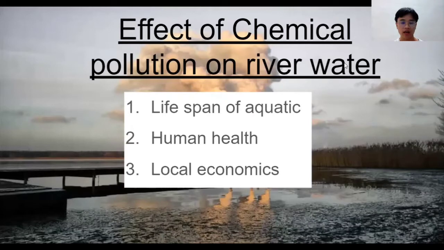The next one is our human health. Due to the chemical pollution present in the river, humans who drink the river water nearby will have their health affected also. The third one is that the local economy will be affected too. Some fishermen live beside the river and fish there, but with the chemical pollution that occurs in the river, their livelihood and income beside the river will also be affected.